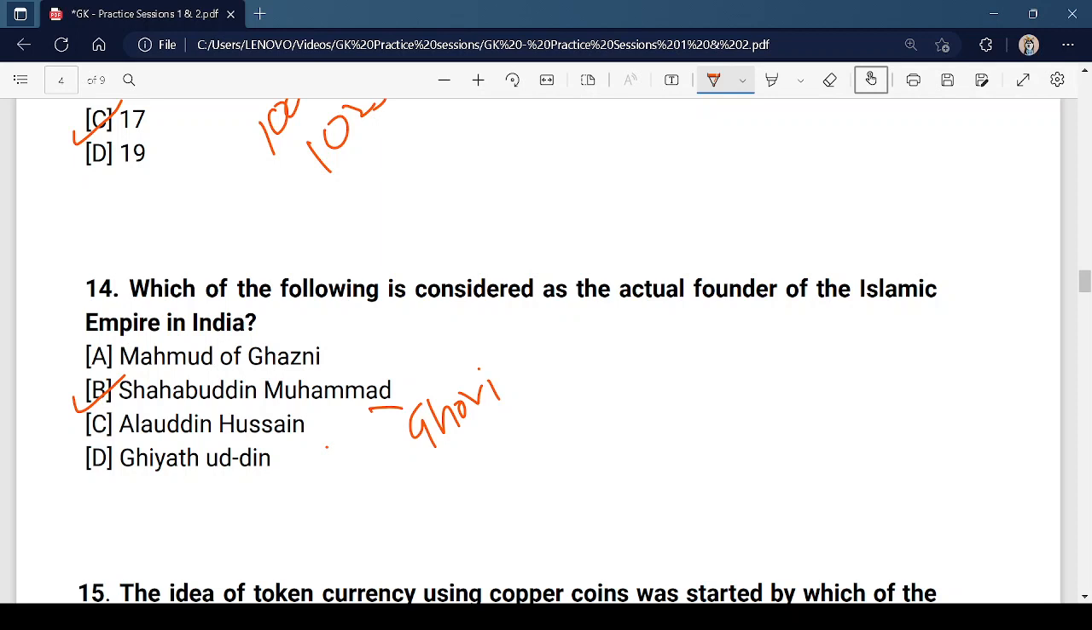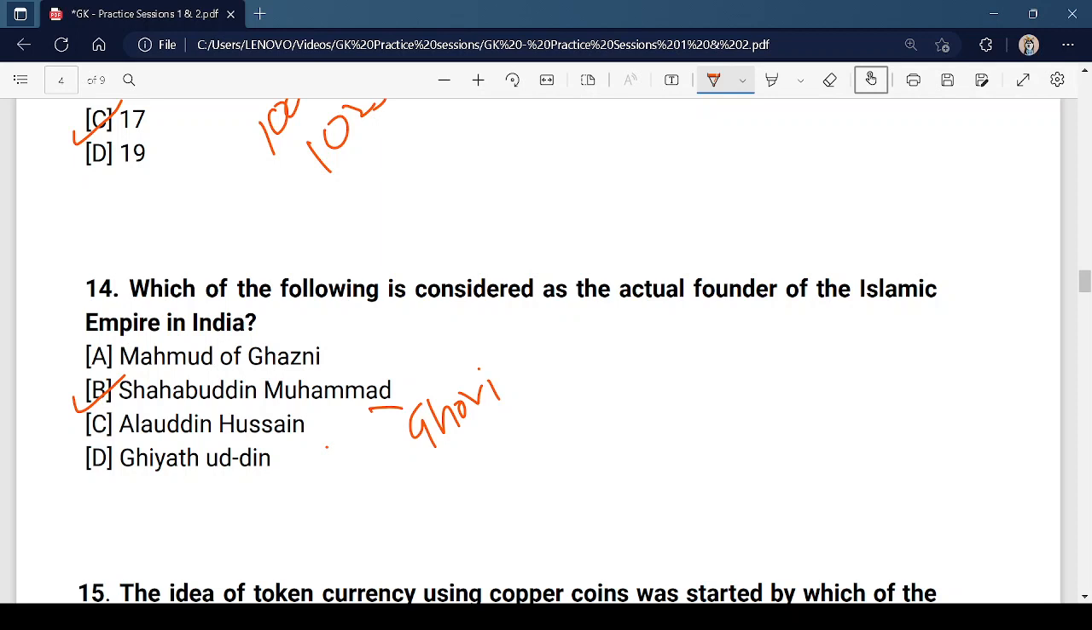the treasure in India. But Ghori's intentions were different. You have to remember that. So Muhammad Ghori, or Shahabuddin, is the right answer. He is known for laying the real foundation of Muslim rule in the Indian subcontinent.